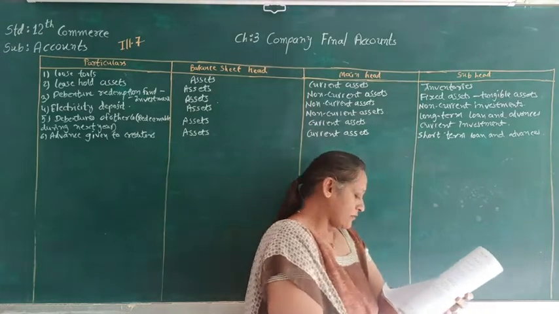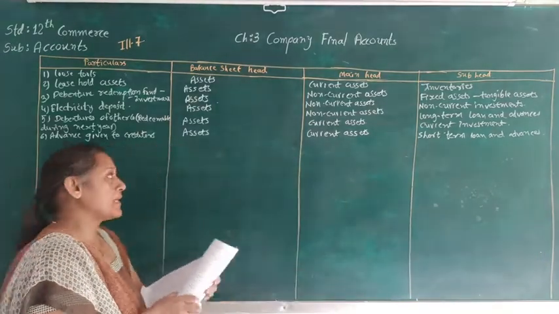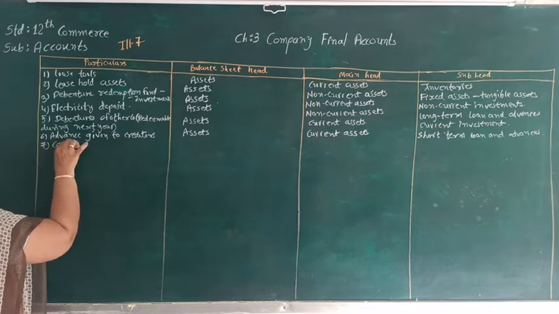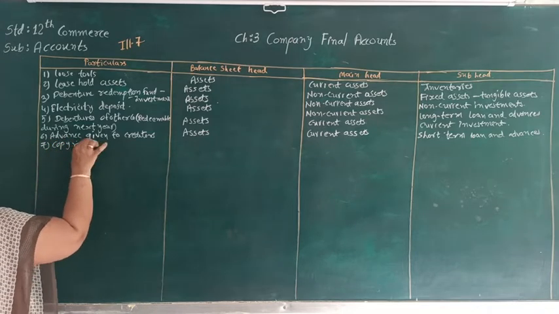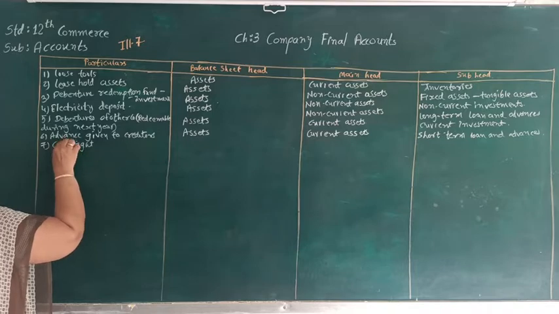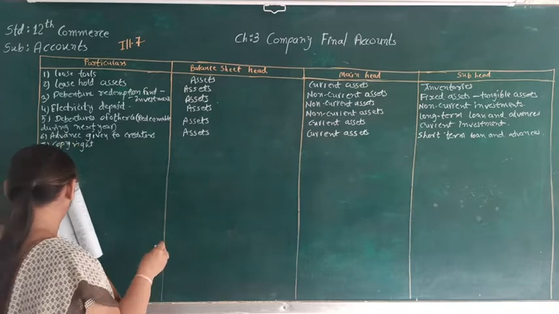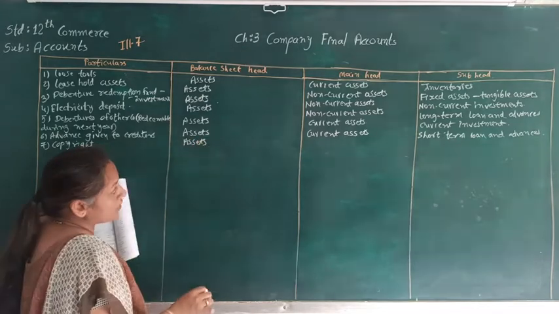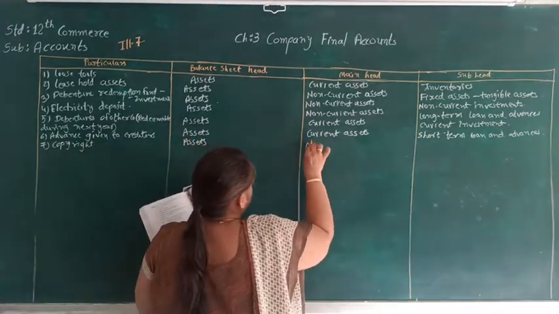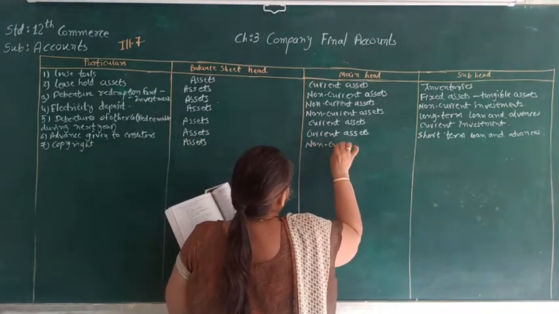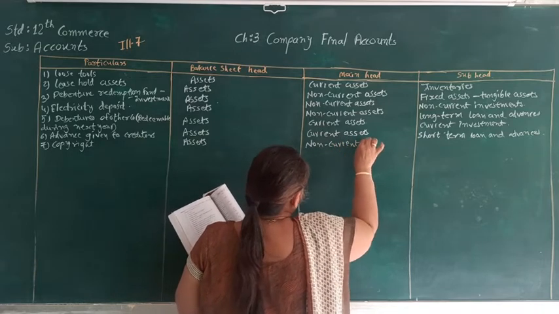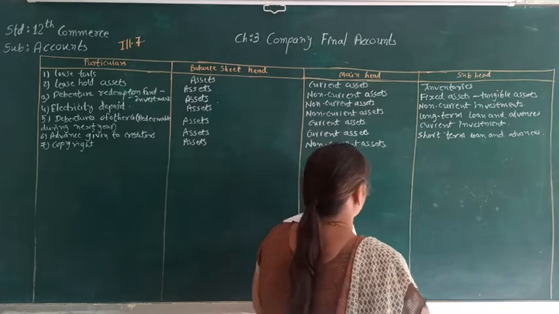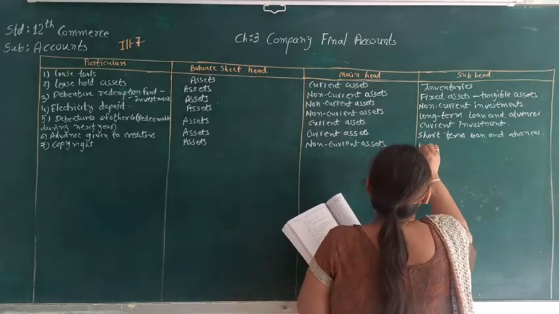Okay, now let's see, the next one is copyright. The 7th one is copyright. So it is an asset of the company and it is a non-current asset. And here again we can see that it is a fixed intangible asset.